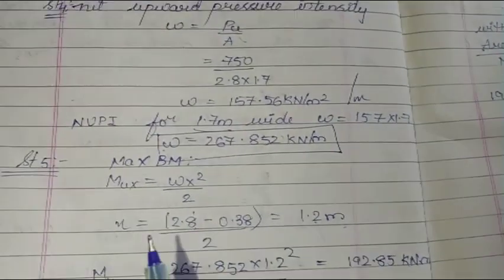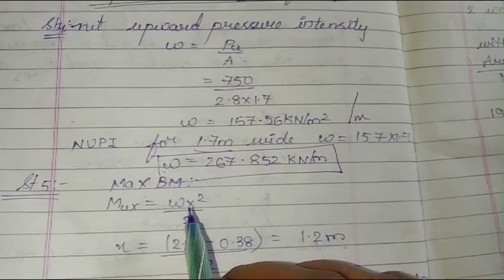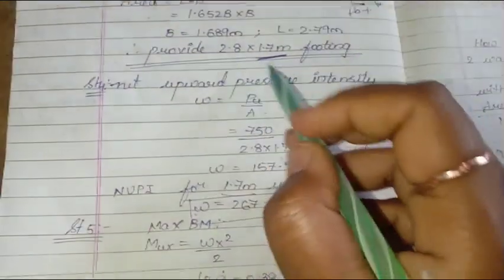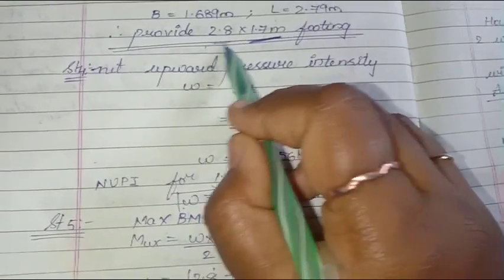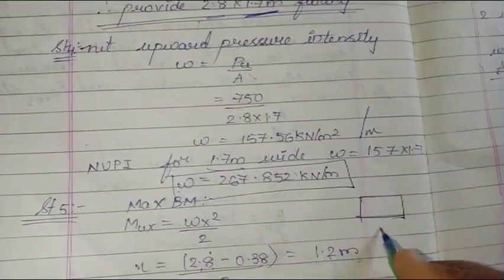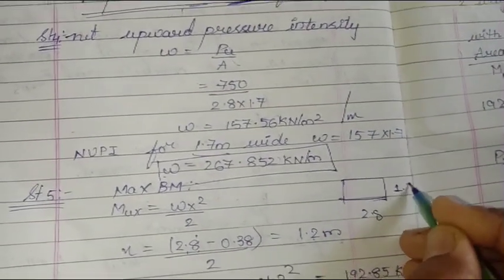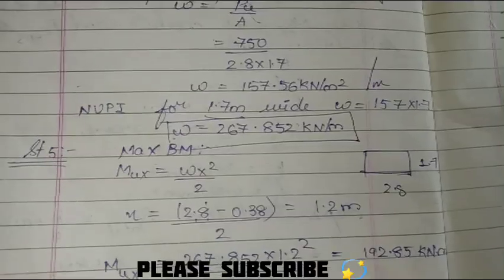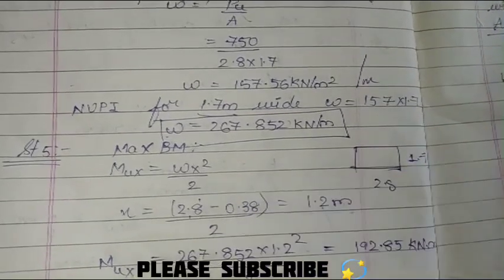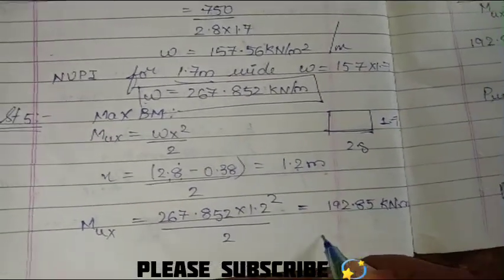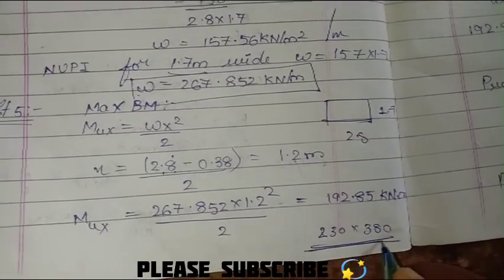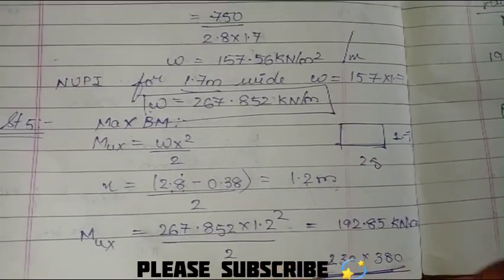What is this x now? We know x is nothing but this distance. I will let you know what this is. 2.8 is nothing but the footing width dimension along x. See, this is 2.8 and 1.7. And in this, the column has also been provided, so that is going to be 230 by 380. It is given in the question already. This is the dimension of the column.